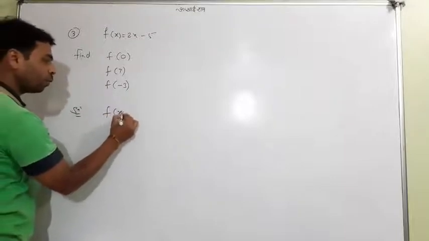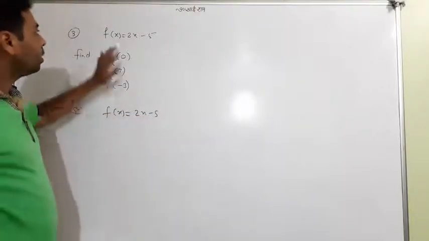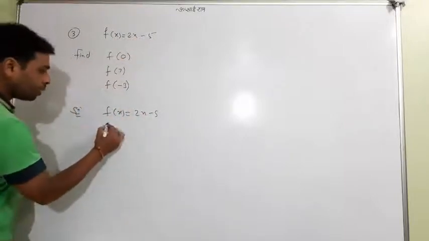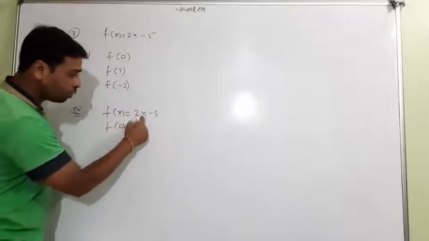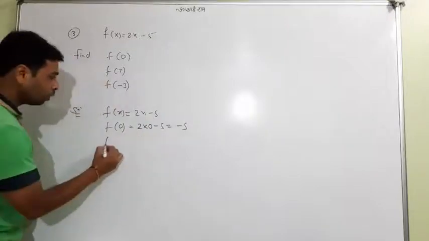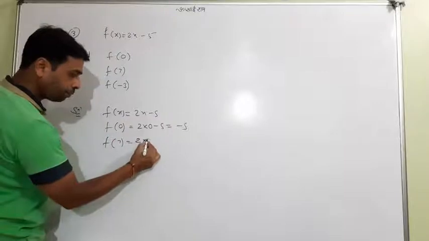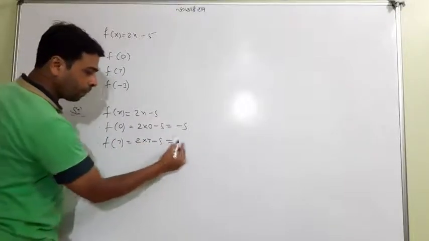Suppose f of x is equal to 2x minus 5. You want to find f of 0. So it's very simple. F of 0 means instead of x you will put 0. 2 into 0 minus 5. So the answer is minus 5. Next you will put f of 7. So 2 into 7 minus 5, 14 minus 5 is 9.